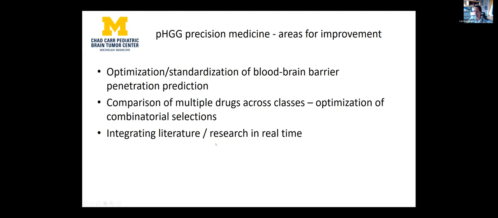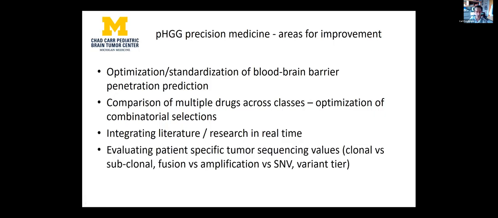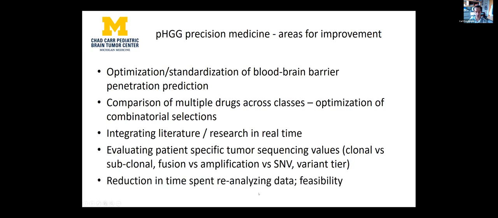Integrating the literature and research at all, let alone in real time, is daunting. If you look at these classes of drugs, how do you compare the quality of the literature and what's out there, and how do you keep up with it? And then when you start to look at patient-specific values, how do you take into account things like clonality, and how do you compare a fusion versus an amplification? This is where precision medicine starts to get really messy, and decisions are made that do feel subjective.